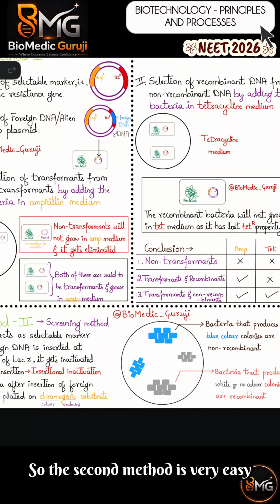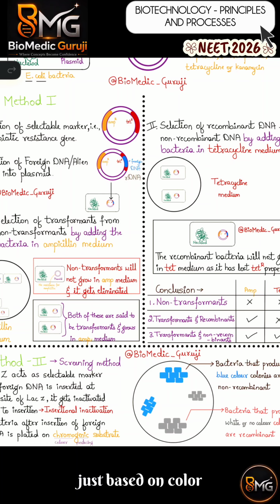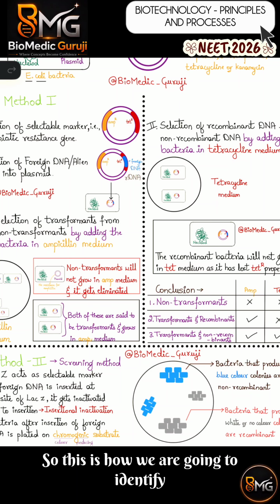So the second method is very easy when compared to the first method, because in the second method, just based on color, we are going to identify which is recombinant and which is non-recombinant. So this is how we are going to identify.